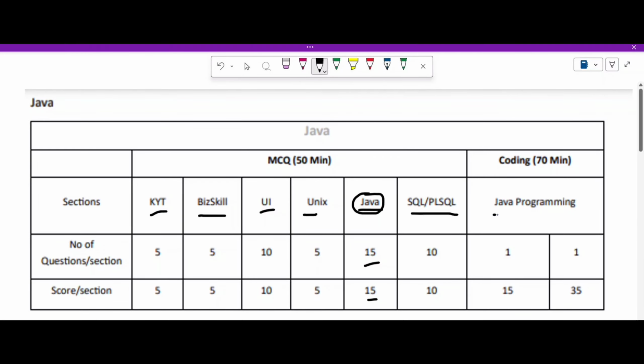And for coding section, the coding section is divided into two parts. One is the easy part and another one is the advanced part. For easy part, you'll be given an easy Java fundamental question, and for Java advanced part, you will be given a Java object-oriented programming question. The number allocated is 35 for easy question, 15, and for Java advanced question, you'll be given 35 marks. And total time is 2 hours.